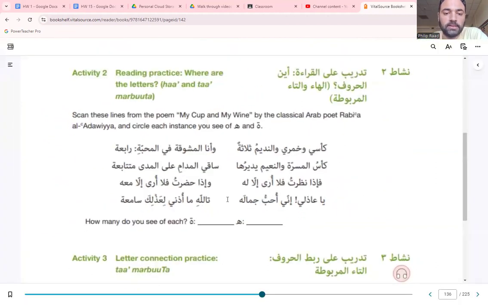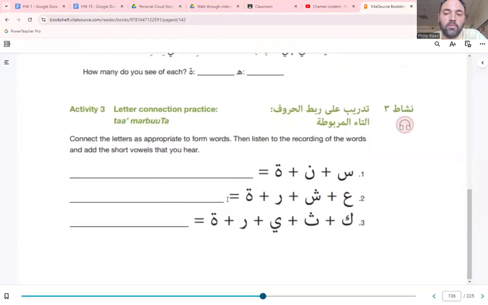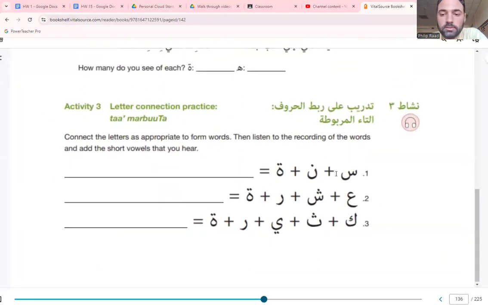All right. So write activity 2, write the number of each one, and then we move on to activity 3. For activity 3, you're going to connect these words. Sin, nun, ta marbuta. Ain, shin, ra, ta marbuta. Ka, tha, ya, ra, ta marbuta.